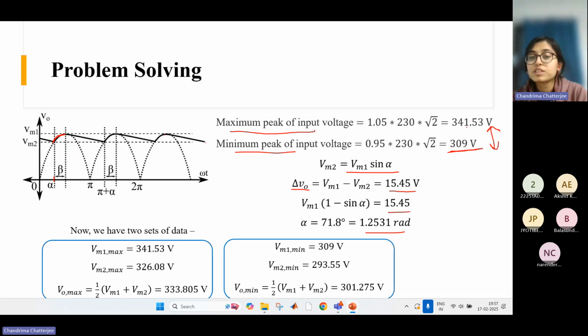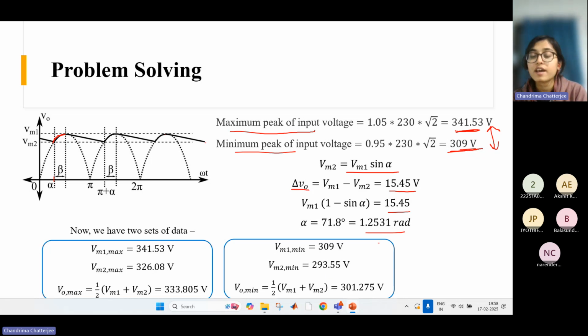Now, as we have two different input maximums, this is the maximum and this is the peak value at the minimum condition, we can have two different sets of data. One is Vm1 max, Vm2 max, and V naught max. Another one is the minimum values corresponding to this peak value. Okay, till this point it is clear.